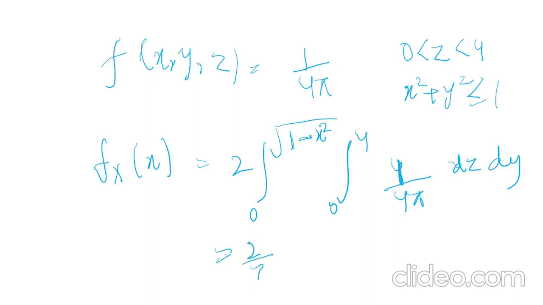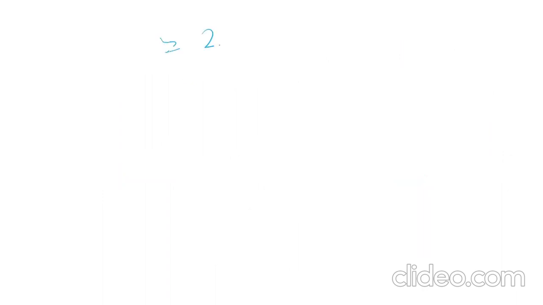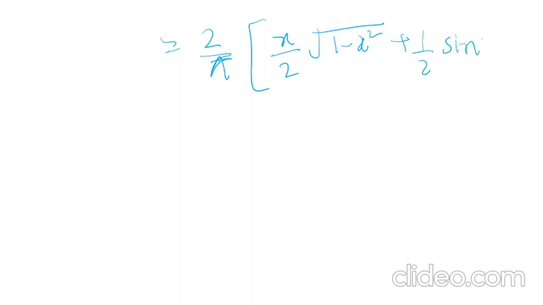So it will come out as 2 upon pi, 0 to root 1 minus x squared, 1 dy. So it will be 2 upon pi. Now that is the same as we did before. It will be x by 2 root 1 minus x squared plus 1 upon 2 sine inverse x, and that one will be from 0 to 1. So at 1 and 0 it will be 0, and at 1 it will be pi by 2.